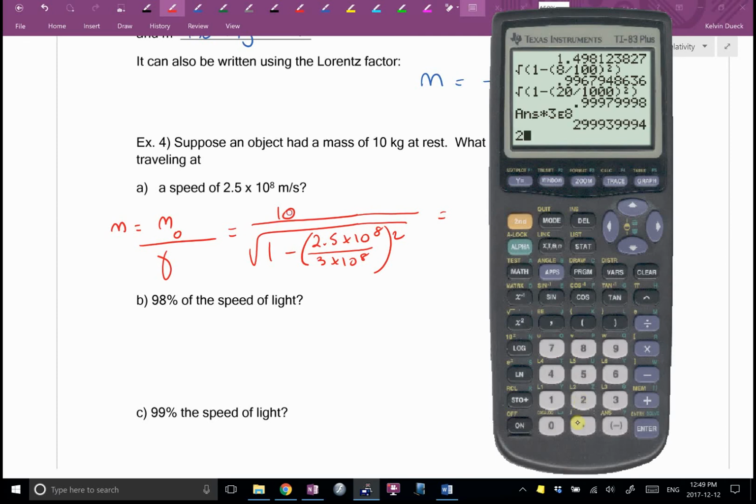So I'm going to go 2.5 scientific notation button 8 divided by 3 scientific notation button 8. We're going 83% of the speed of light. Squared. 1 minus that. Square root of that. 10 divided by that. What do you get? What'd you get? It's an error.